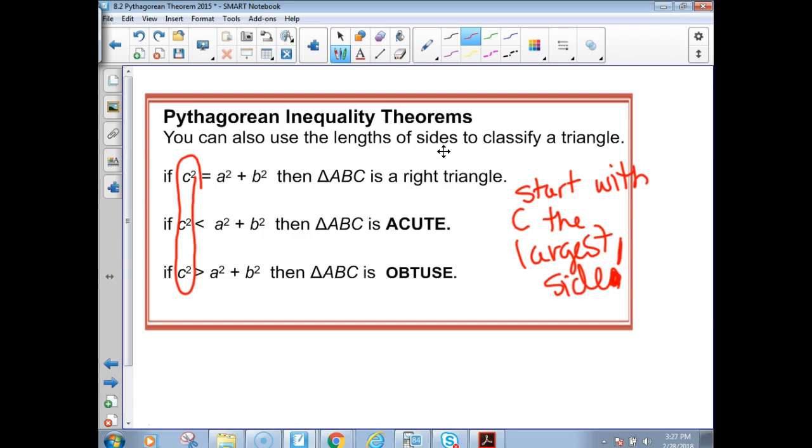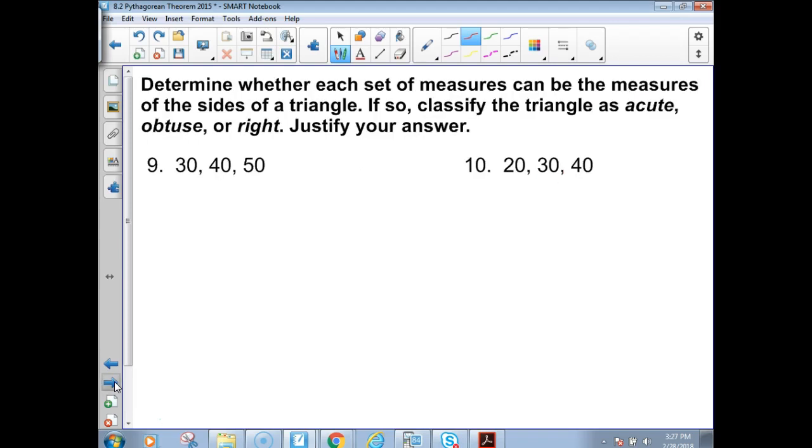If c squared equals a squared plus b squared, you've got a right triangle. If c squared is less than a squared plus b squared, you've got an acute triangle. And if it's bigger, then you have an obtuse triangle. But we first want to justify whether we have a triangle or not. 30 plus 40, is that bigger than 50? The answer is yes, so you continue on.